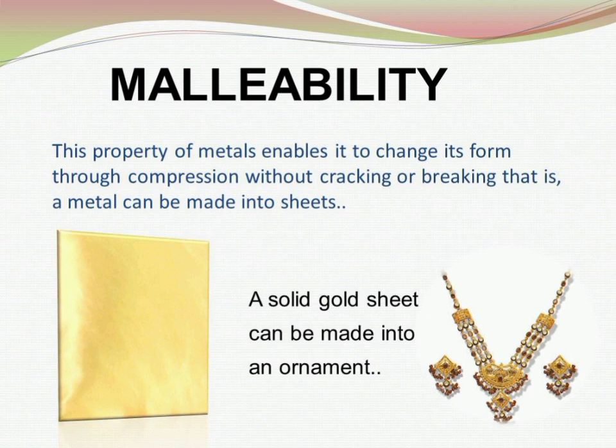Malleability is a very important property of metals. It enables a metal to change its form through compression without cracking or breaking. A very good example of malleability is preparing ornaments from gold, silver, platinum, etc. It's a very popular property of metals, isn't it?